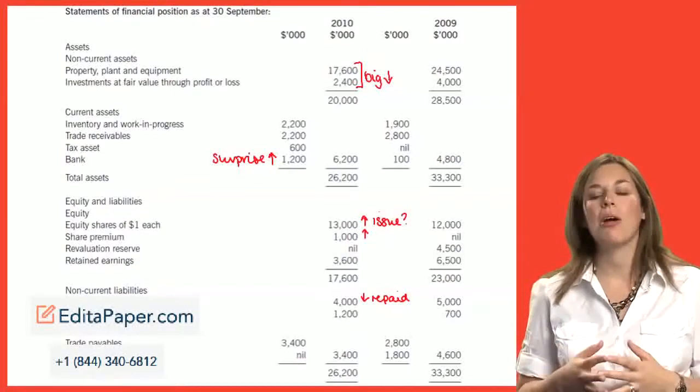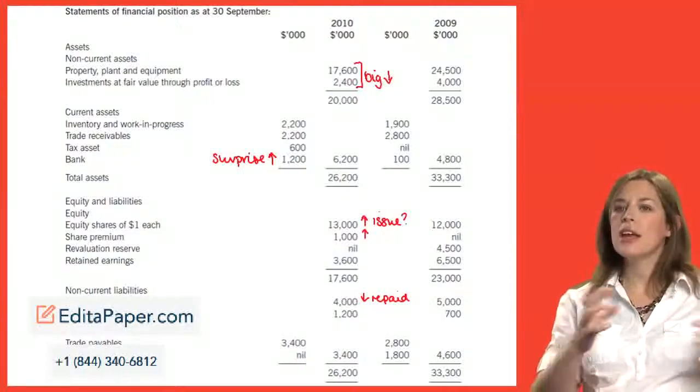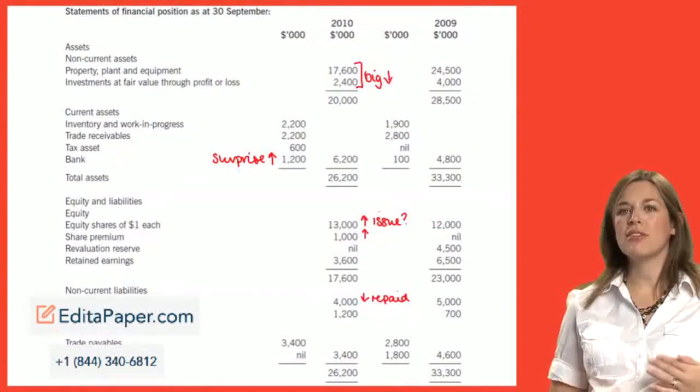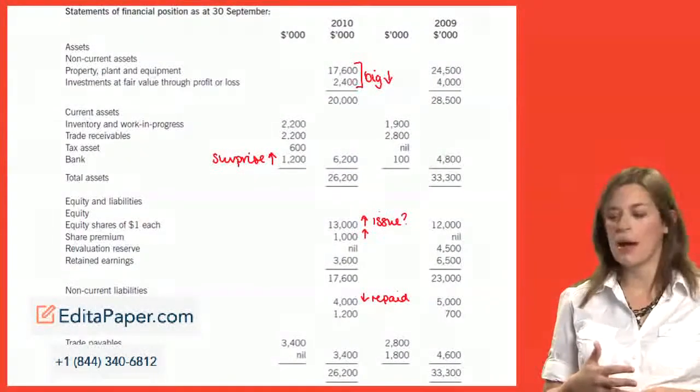Moving on. Current assets, not particularly interesting. However, you'll notice that our bank balance has actually increased quite significantly, and that's quite a big surprise considering the poor performance in the income statement. So maybe there's something else underlying going on here. It's maybe not quite as simple as just a company that's not doing so well.